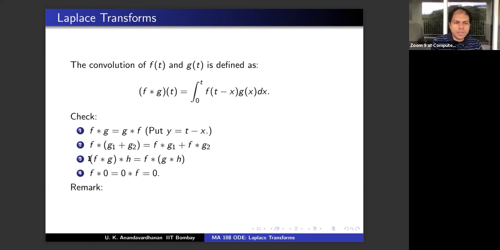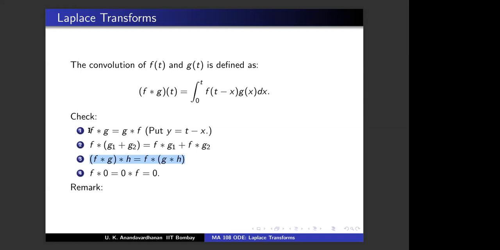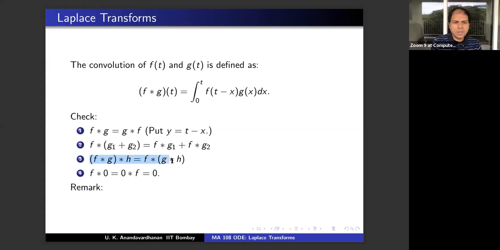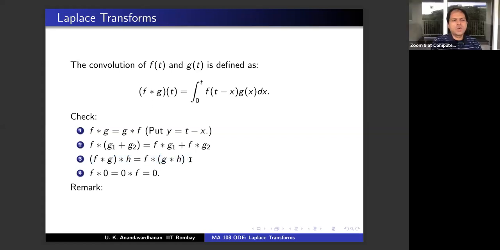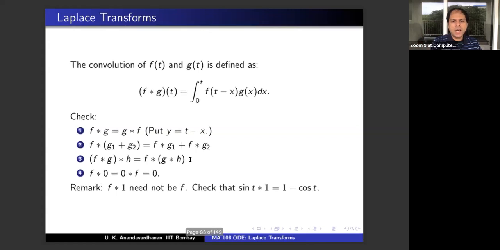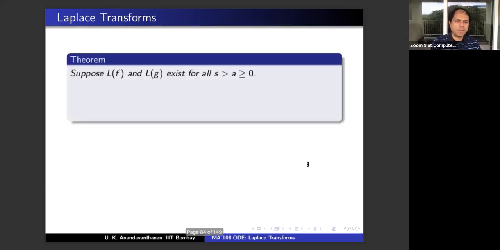What is the word for number 3? Do you know the mathematical word? This is called commutative, and this is called associative. You don't need to know, but anyway. So the remark is that f star 1 need not be f. You have to apply the definition and see what it is. Here is a simple example that you can check. If you take sin t and convolve it with the constant function 1, the answer is 1 minus cos t. It is not sin t. So f star 1 need not be f.